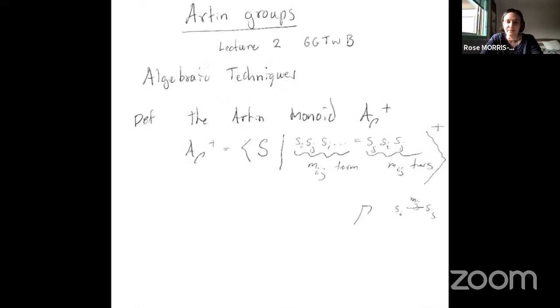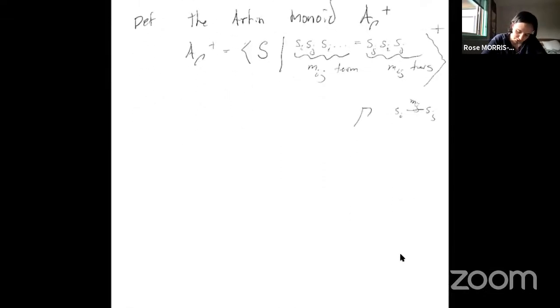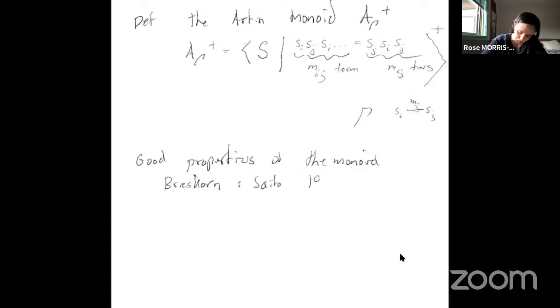And this monoid actually has some really nice properties. These are by Brieskorn and Saito in 1972. I can't remember if it's 72 or 73. We'll just say 72.